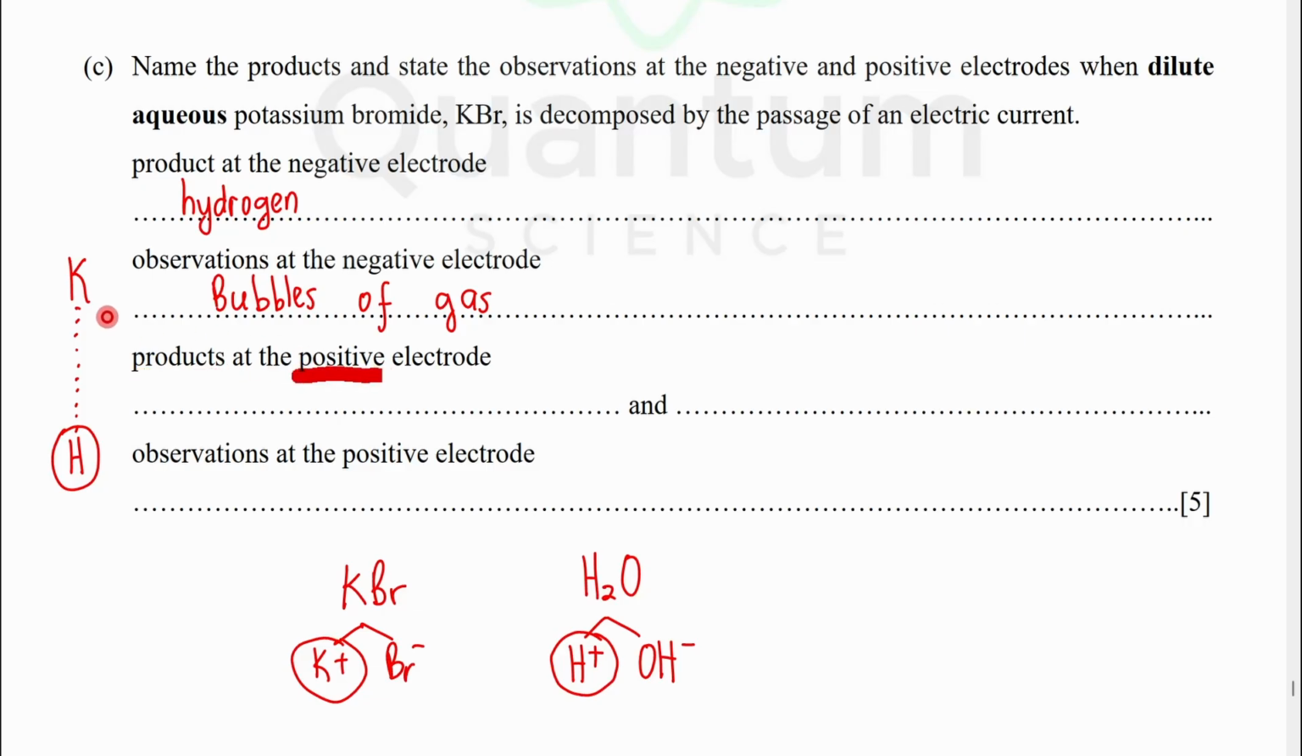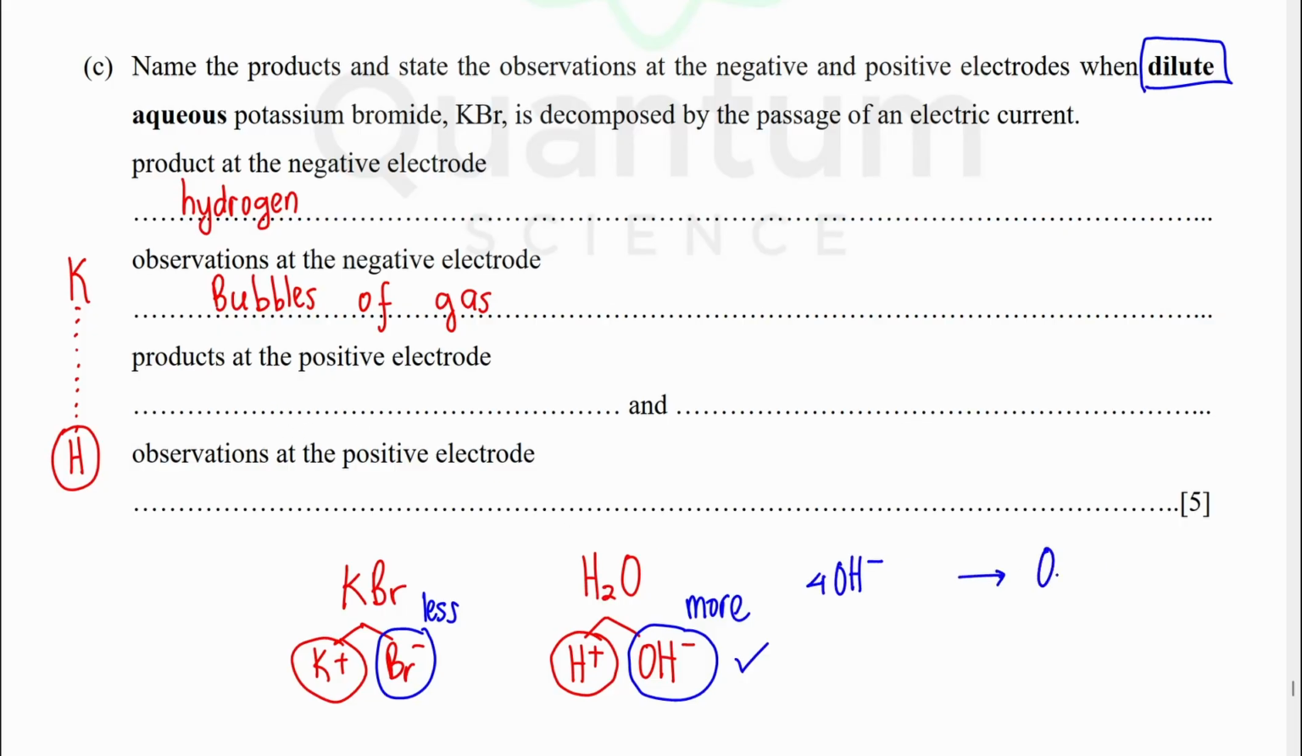Next, what is the product at the positive electrode? So who will attract it to positive? Negative ions, which is Br negative or maybe OH negative. But this one is dilute. If dilute, that means we have more water and the Br negatives are fewer. And that's why we are taking the more abundant one, which is OH negative. So what is the product? 4 OH negative will become O2 plus H2O, right? And how many electrons? 4 electrons.